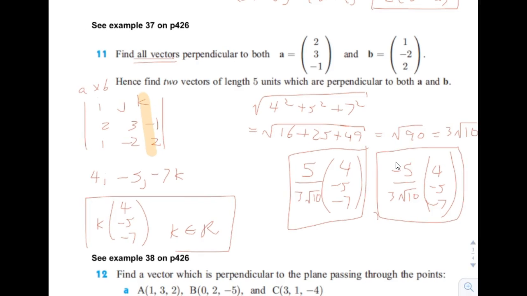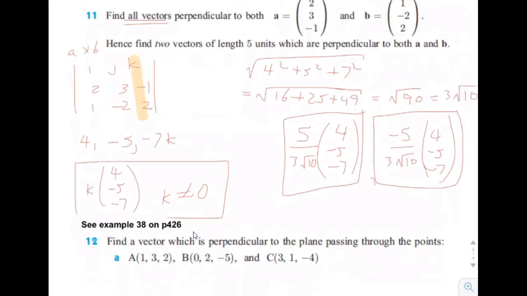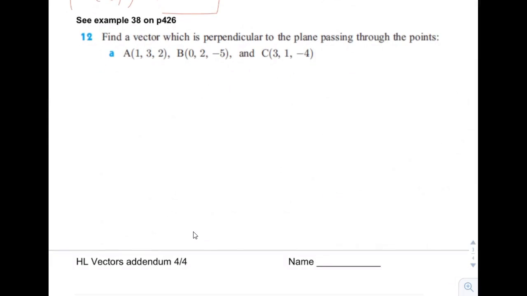One thing that I should have said is that k here is not really all real numbers. It cannot be 0, right? So we'll say that k can't be 0. Otherwise, it can be all other real numbers. All right, let's move down to 12.